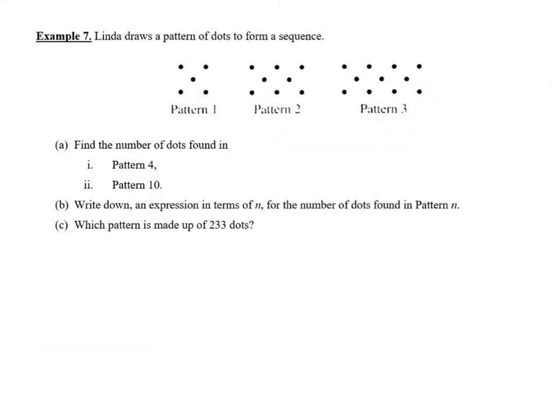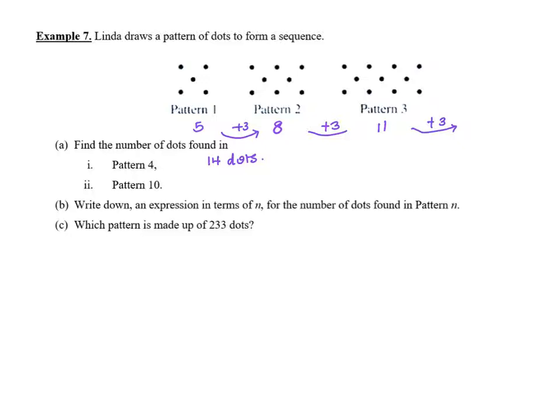Linda draws a pattern of dots to form a sequence. We notice that pattern 1 has 5 dots, pattern 2 has 8 dots, pattern 3 has 11 dots. So now, how do we get 8 from 5? We add 3. We add 3 to get 11. And what will be pattern number 4? We add 3 to get 14 dots. So pattern 4 will have 14 dots.